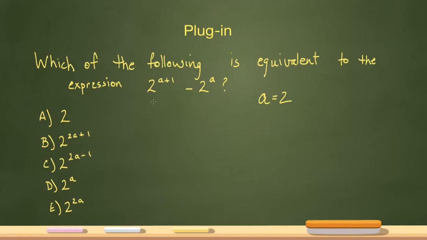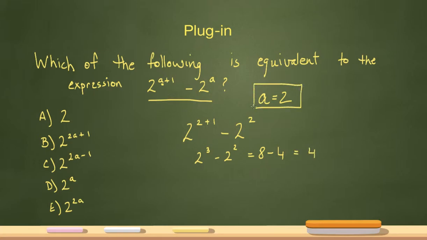So if a is 2, this expression, instead of the a, I'm plugging in 2. It becomes 2 to the 2 plus 1 minus 2 to the 2. 2 to the 2 plus 1 is just 2 cubed, minus 2 squared, which will be 8 minus 4, which is 4. So when I make a 2, my answer is 4. And I just plug the a back in there, and that gives out 4 to me.